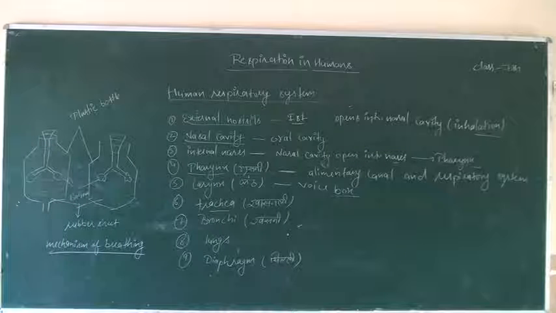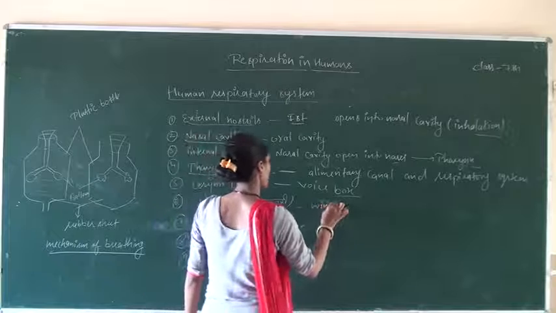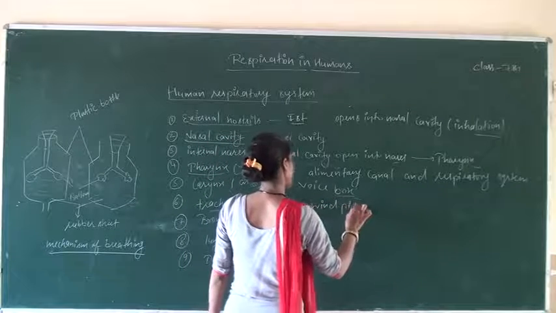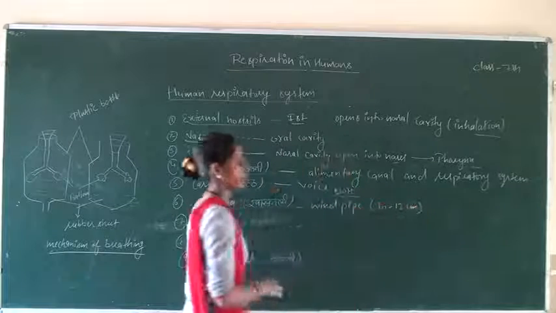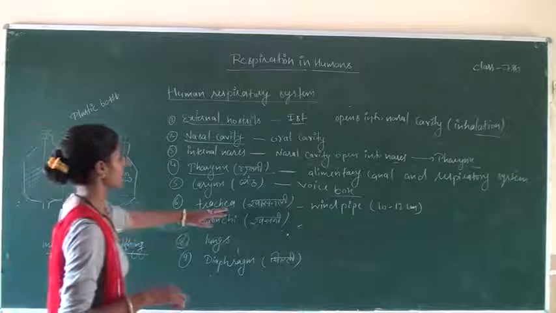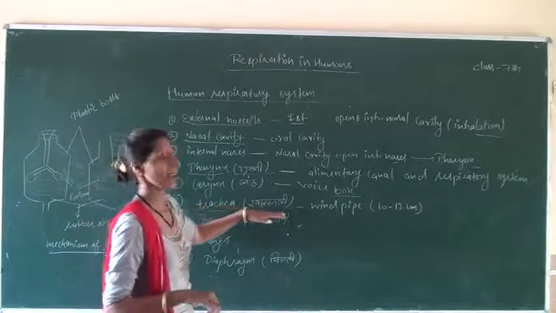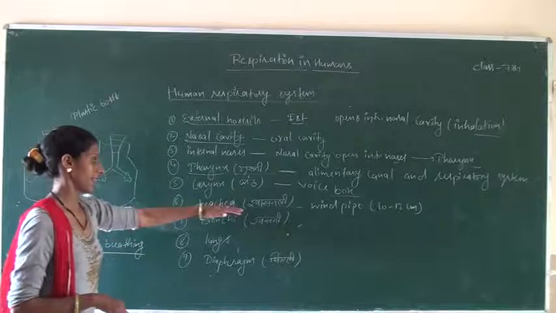After that, next is the trachea. Trachea is also called the windpipe. It is about 10 to 12 centimeter long tube. Its walls are supported by cartilaginous rings, which protect the trachea.